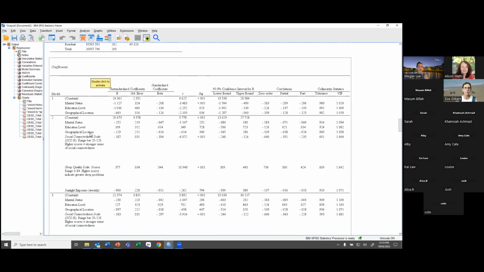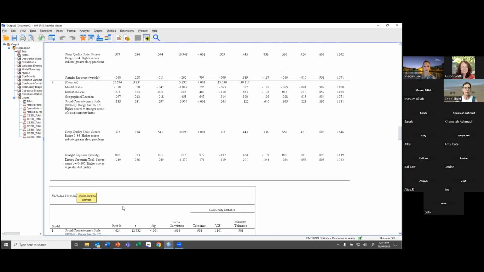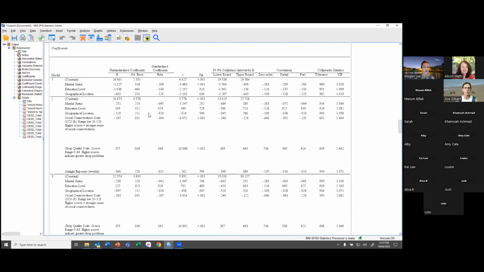Just make sure I'm reading the right one. Yes. So the coefficients box tells us what in the model is significant. So let's go and see what is happening here. Remember, our unstandardized beta is how much, for one unit increase in the predictor variable, is an increase of this beta in depressive symptoms.